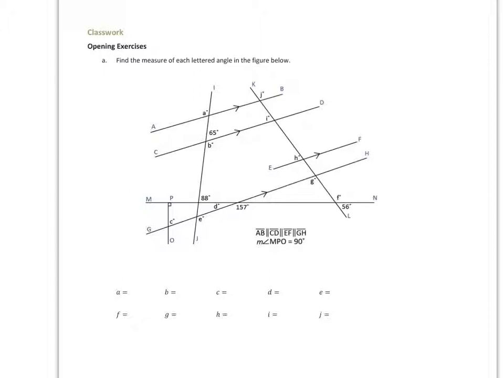Okay, what you should have got is A is 115. You should have got B is 115. C is 67. D is 23. E 115. F 124. G 101. H 79. I 79. And J 101.